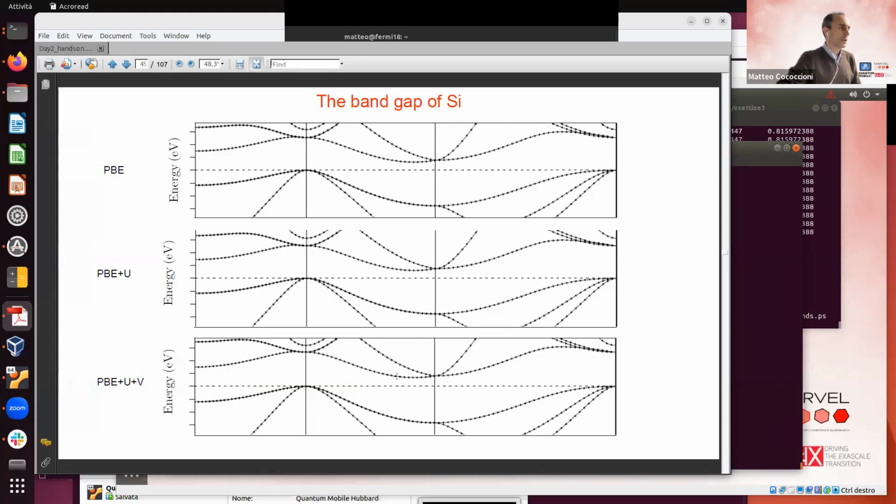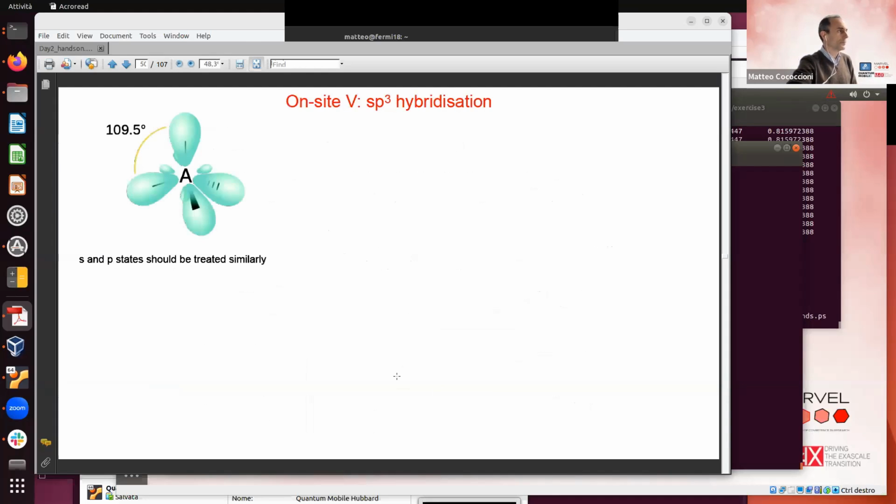basically gets increased. Now, in order to have a quantitatively predictive calculation, as I mentioned this morning, you need to have the V on site. You have to allow for basically the sp3 hybridization of S and P states on each of the silicon atoms, and also to have the V between P and P, P and S, S and P, and S and S. So it's more complicated than that, but we won't do this this afternoon. So this is what I was just mentioning.